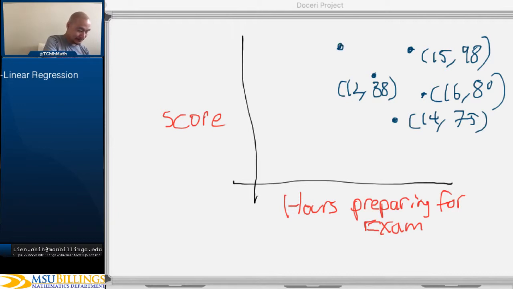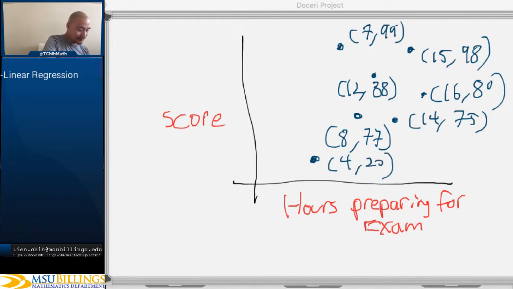Someone did 7 hours and got a 99. 8 hours and a 77. Let's say 4, 20. And let's do one more. It's going to get a little bit hard to read at a certain point. So that's about, let's say, 13, 95.